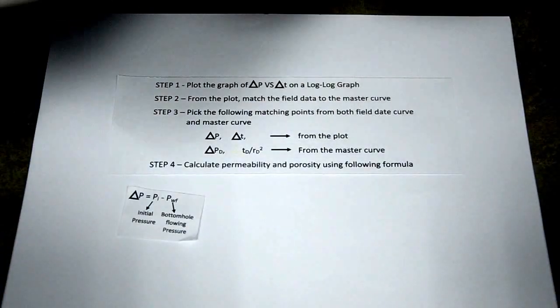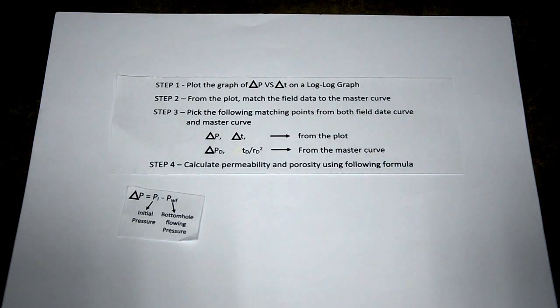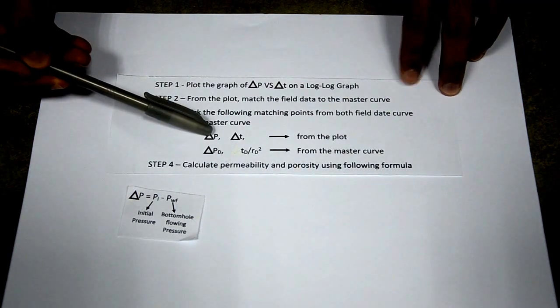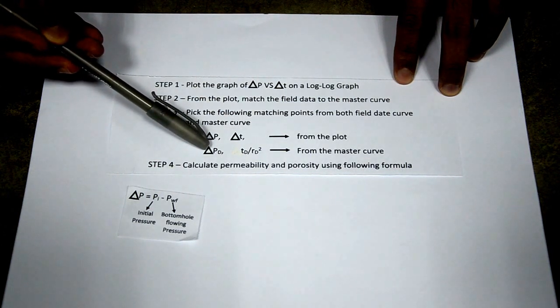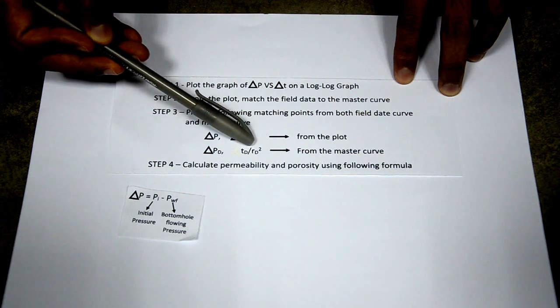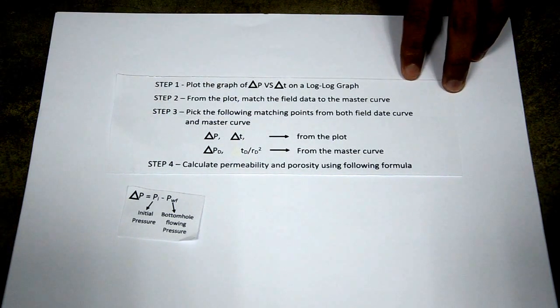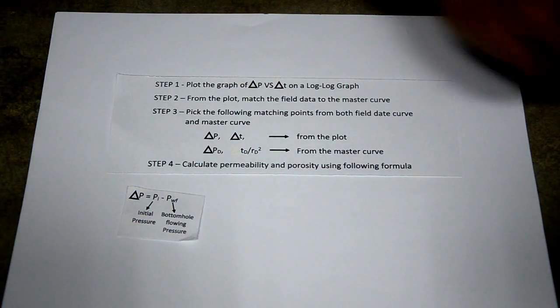Next, for step 3, after the points are matched, we will be able to obtain match points from both of the graphs, which are delta P, delta T, dimensionless pressure, and dimensionless time over dimensionless radius square. And finally, we will be able to calculate permeability and porosity using this formula.